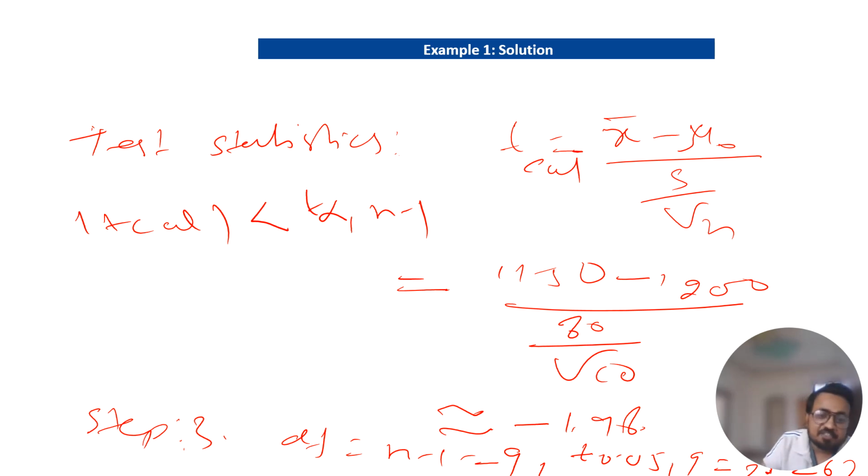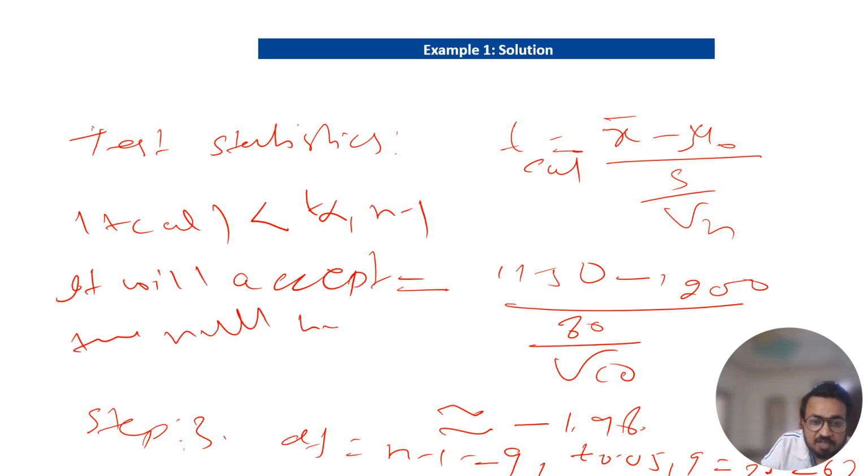So it will reject or accept. We can say easily that as the calculated value of T is strictly less than T alpha comma n minus 1, that's why it will accept the null hypothesis H naught. Okay. So this is about the solution of the first problem.